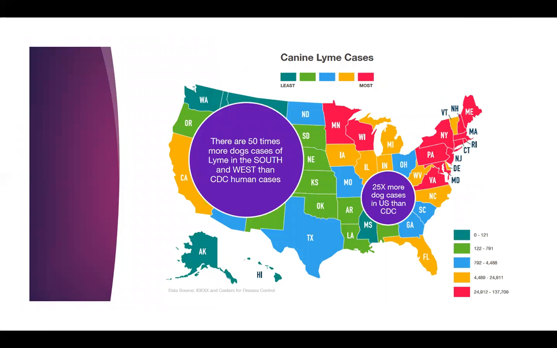These are some graphs of the United States showing where Lyme cases are most commonly seen. As you can see, the northeast is the most common site, as well as Minnesota and Wisconsin, which are some of the higher places where Lyme disease has been reported.